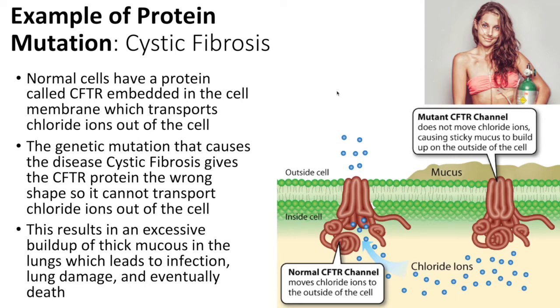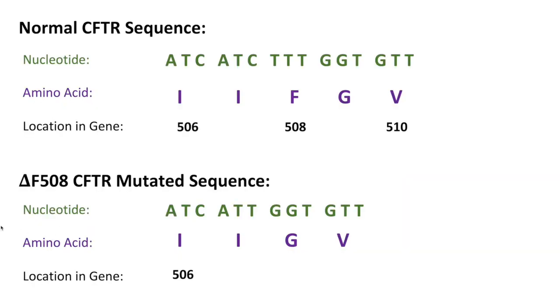Nowadays, there are some treatments that allow people to live longer, on average more into their 30s or so. But the real only cure for cystic fibrosis is going straight into the genetic code. So if you look at this, here we have a normal nucleotide sequence, and here we have the amino acids that are coded for by each of those DNA nucleotides. And here we have what happens in the mutated sequence.